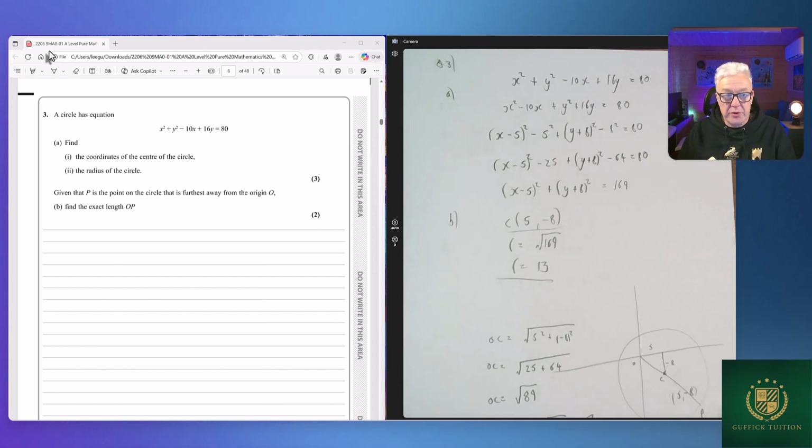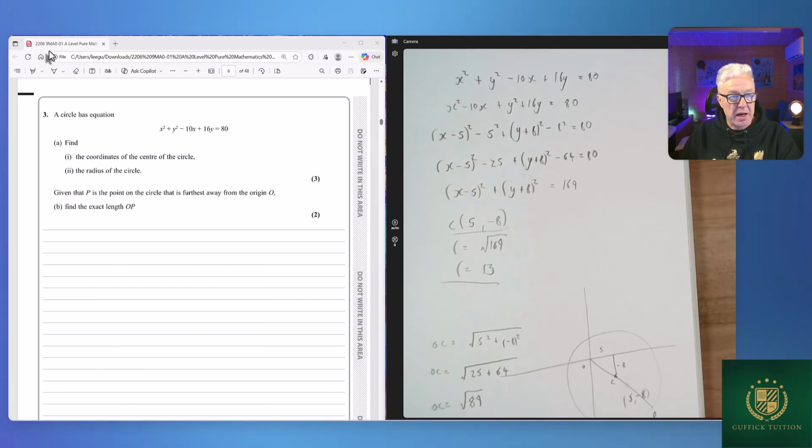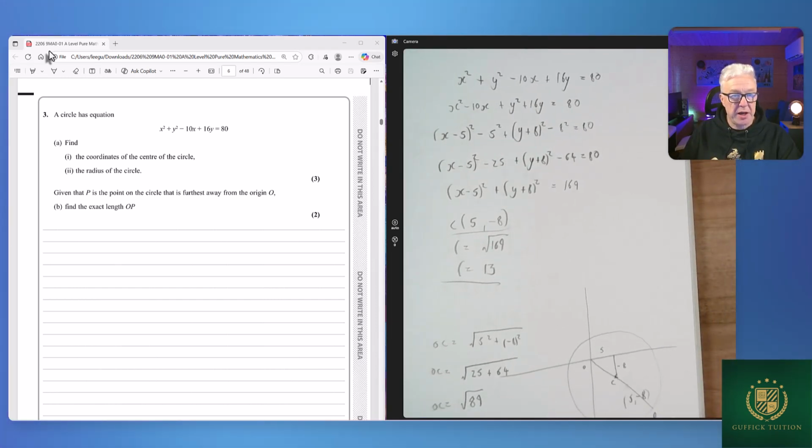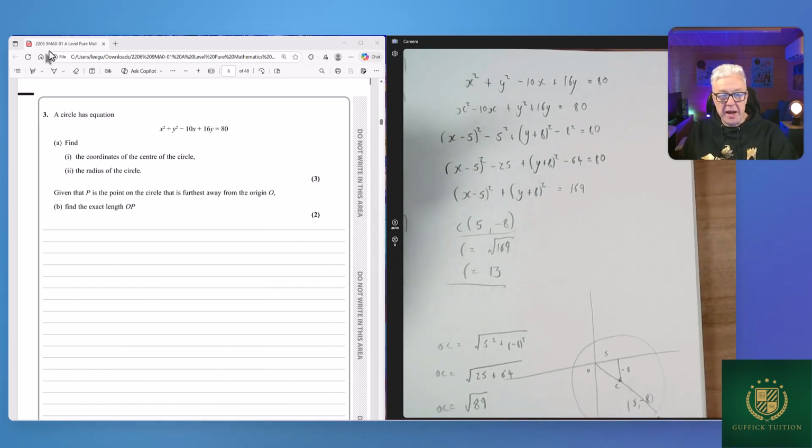Hello everyone, this is question 3 from Edexcel paper 1 from 2022, and we've got a circles question. Okay, so what does it say? A circle has the equation x squared add y squared minus 10x plus 16y equals 80. Find the coordinates of the centre of the circle and find the radius of the circle. So quite straightforward for part A then.